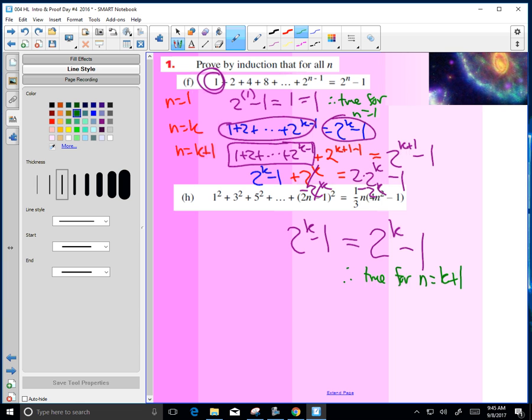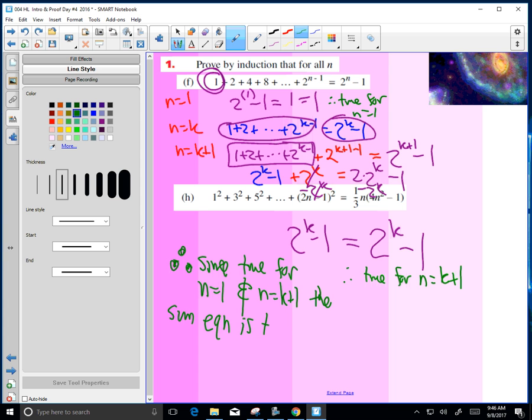So then we did the big therefore statement: since true for n equal to 1 and n equal to k plus 1, the equation, and I'm going to even say the sum equation, is true for all n greater than or equal to 1 by scary math induction.